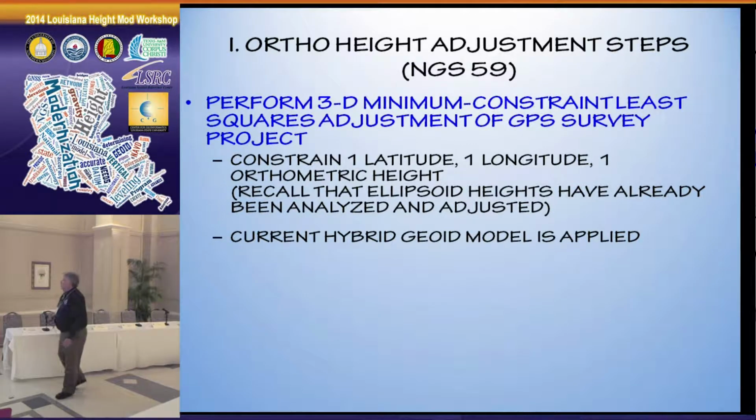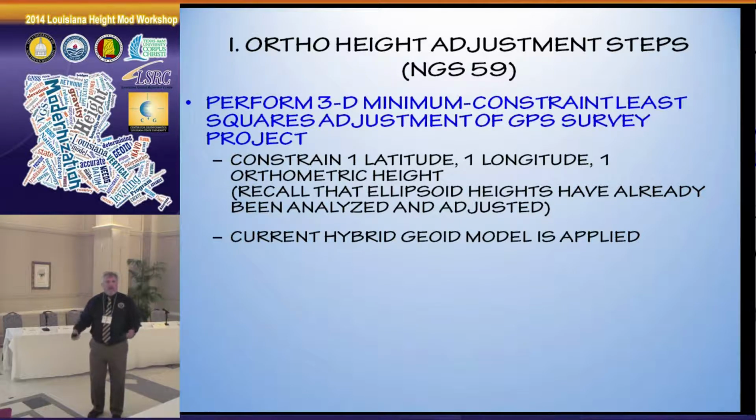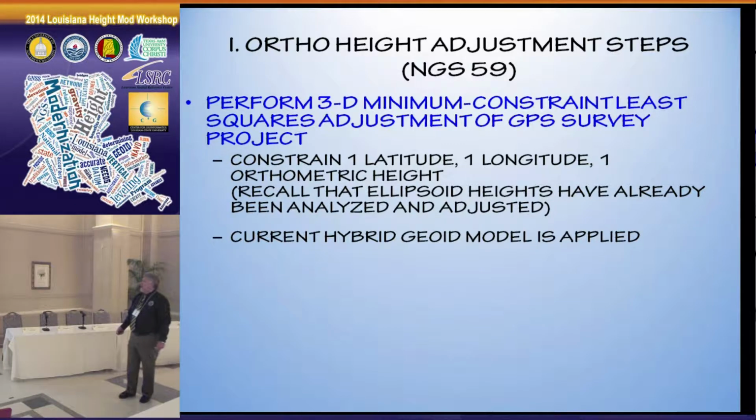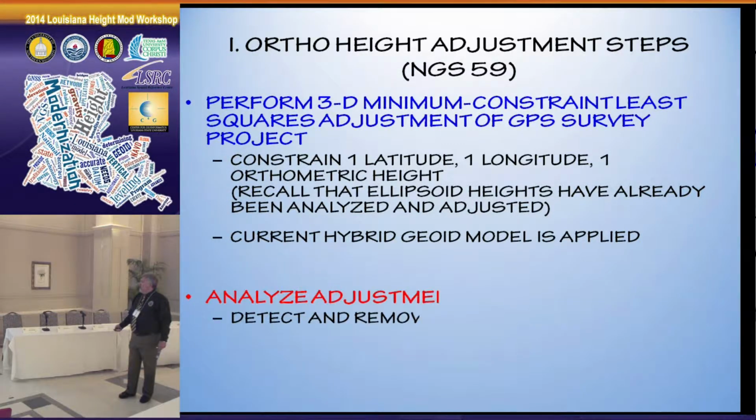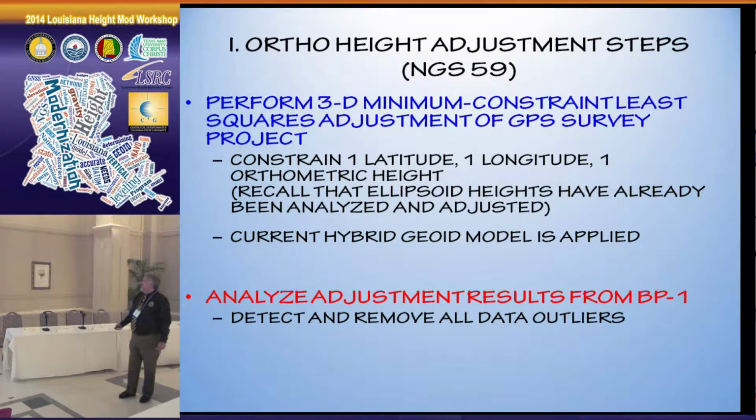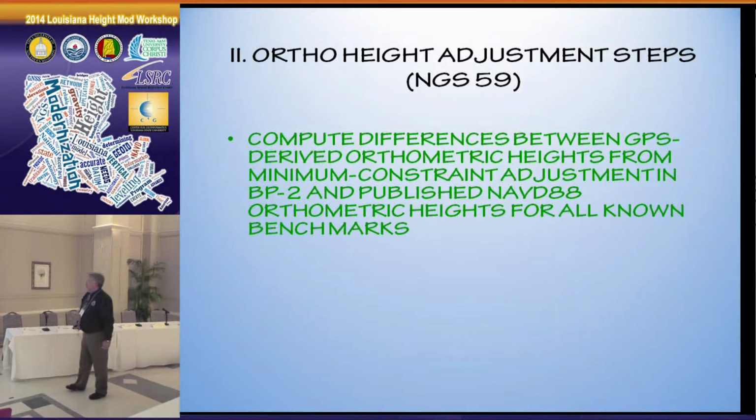You do an adjustment constraining 1 point and 1 orthometric height. You've already done the ellipsoid height adjustment. Now you're going to do the orthometric height adjustment. Constrain 1 point, add 1 elevation, do the adjustment. What happens? How do they compare? Apply the geoid model. Do you have any outliers? Hopefully not. Then you look at the difference between the GPS derived and the published.